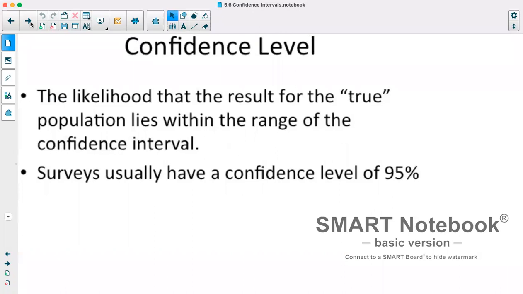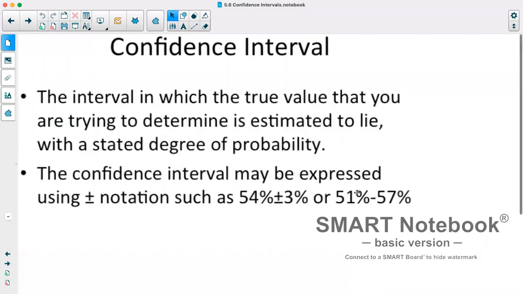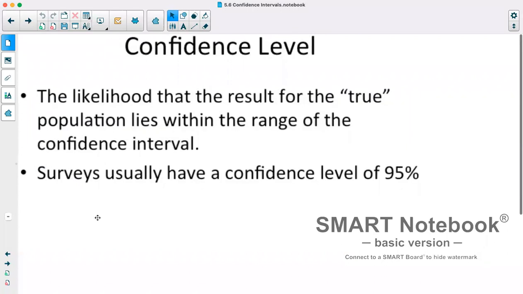Confidence level is the likelihood that the result for the true population lies within the confidence interval. So even though, for example, they say that it's likely 51 to 57% of people will do a particular thing, they will also say they have a confidence level of something like 95%, which means 5% of the time it may be outside of that range. But 95% of the time it will be within that range.